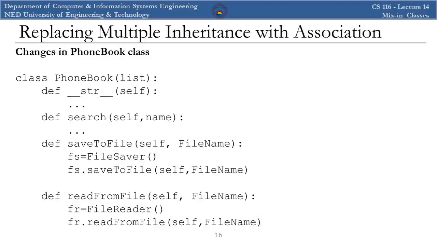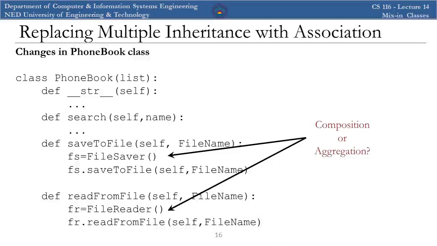Now I want you to answer one question. Here I have made the file saver object and file reader object part of the phone book class. So this is association. What kind of association do you think it is? Is it composition or is it aggregation? I want you to think over it, and then in the next lecture we'll discuss more about association, composition, and aggregation, and we'll see some more examples.